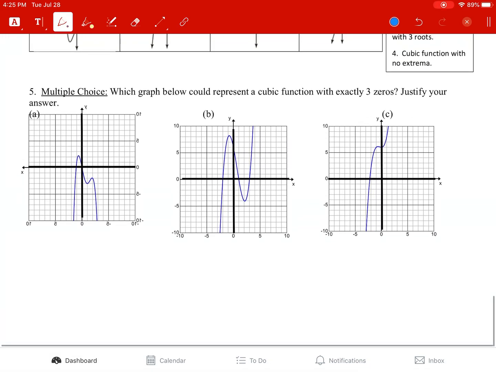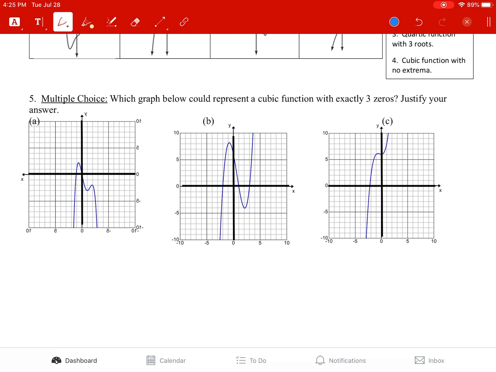All right, here's the last question for these notes. Which graph below could represent a cubic function with exactly 3 zeros? So we're looking for a cubic function. So it is a function that has a third degree power, like x to the third. So it means the start and end of the graph are going to be going in opposite directions, which automatically takes A out of the equation because it starts and finishes in the same direction. So it can't be that one.